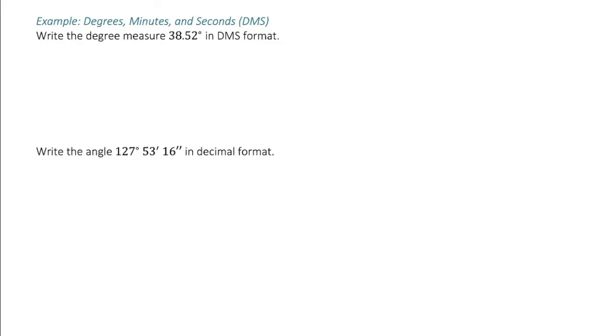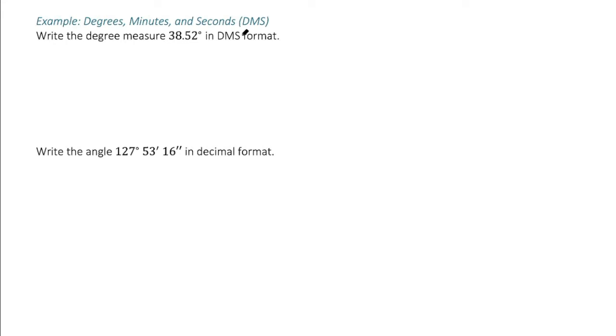Degrees are measured in two main ways. We can just do a decimal format where we have the whole number 38 degrees and then 0.52 degrees. But we also have degrees, minutes, and seconds. This is where that decimal portion is actually separated, where 1 degree is divided into 60 equal units, and those units are called minutes, and then every minute is divided into 60 equal seconds. And this is a common form for partial degrees.